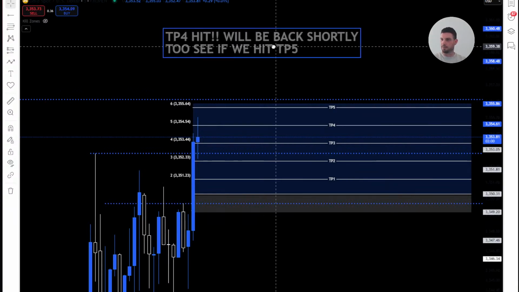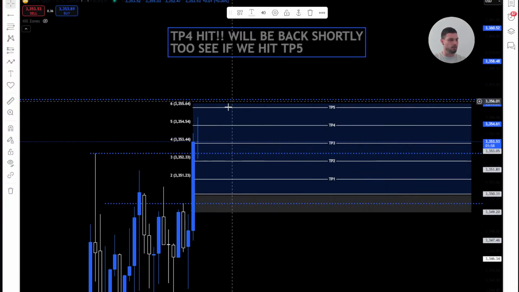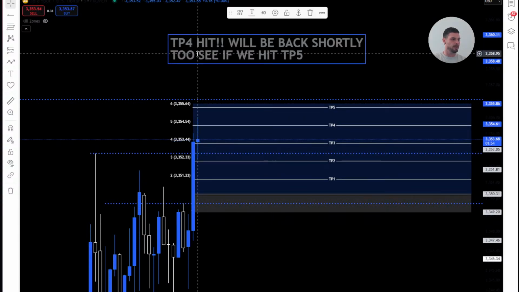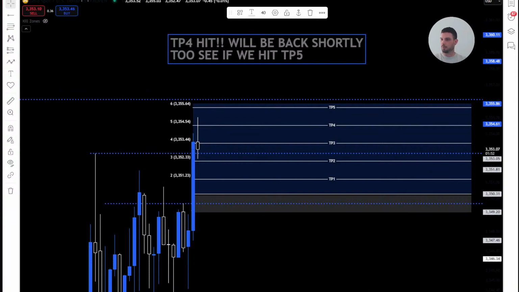So I like to set and forget. I'm not going to sit here all day watching this candle and see if we hit take profit 5. So we've hit TP4. I'm going to walk away and we'll come back in maybe 10-15 minutes. I'll come back and see where we're at to see whether we've hit a TP5 or not. See you soon.